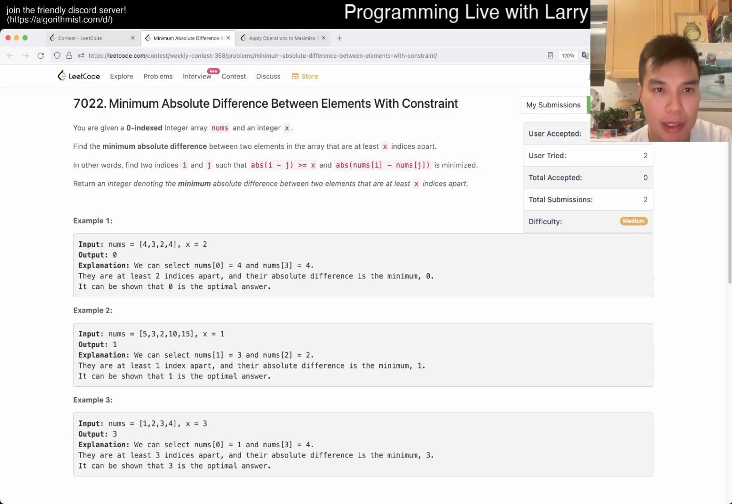Find the minimal absolute difference between two elements in an array that are at least x index apart.